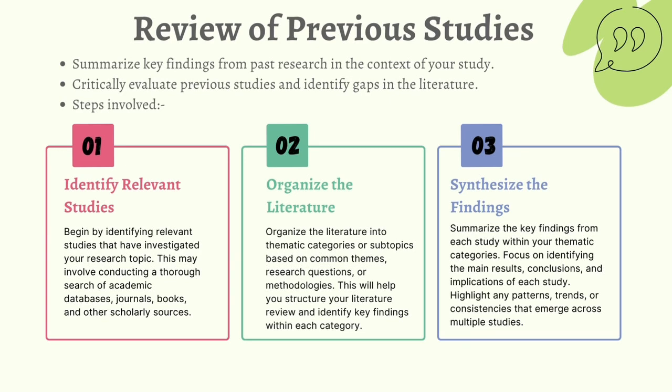Second step is to organize the literature. Organize the literature into thematic categories or subtopics based on common themes, research questions, or methodologies. This will help you structure your literature review and identify key findings within each category.